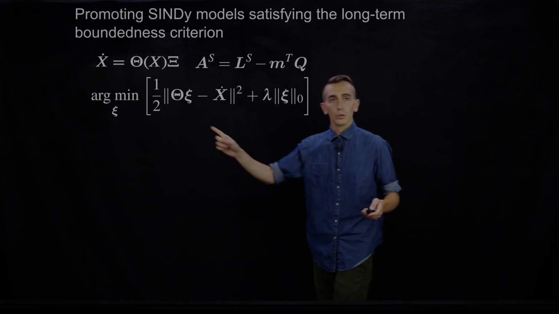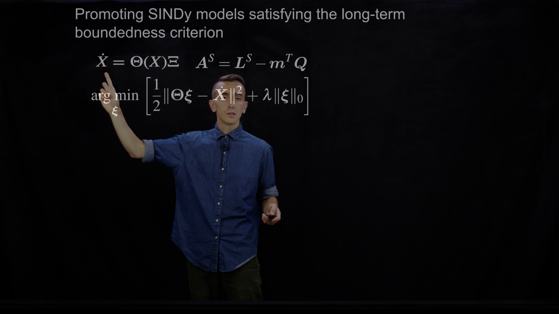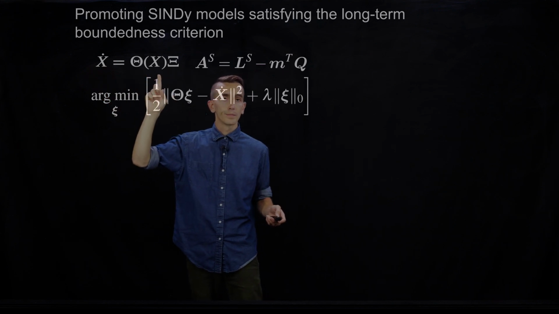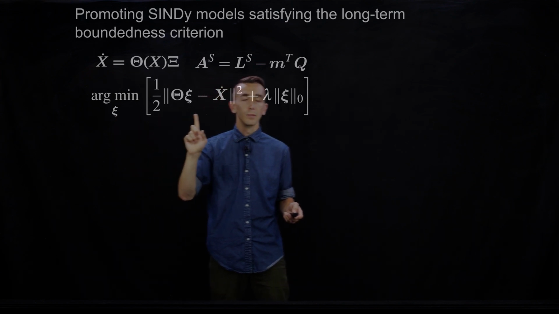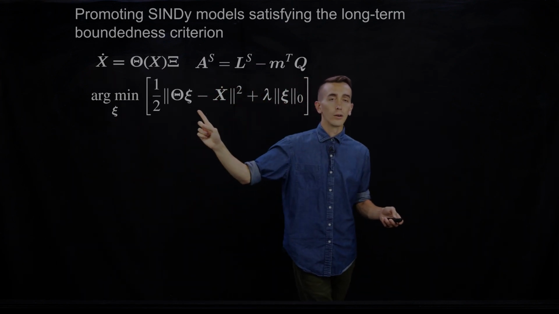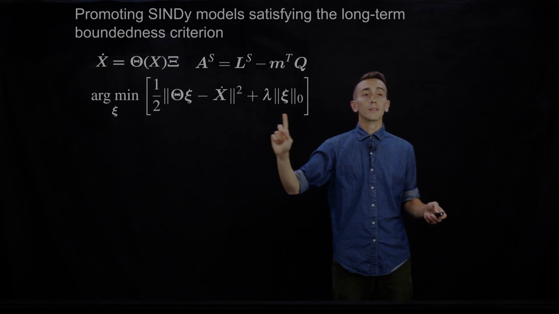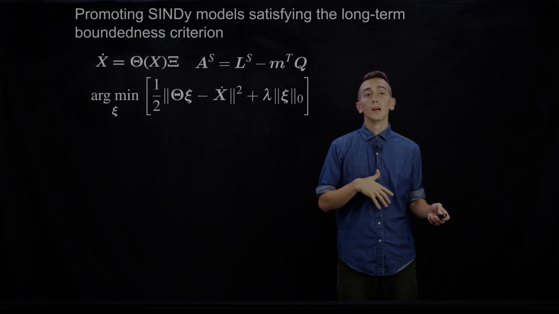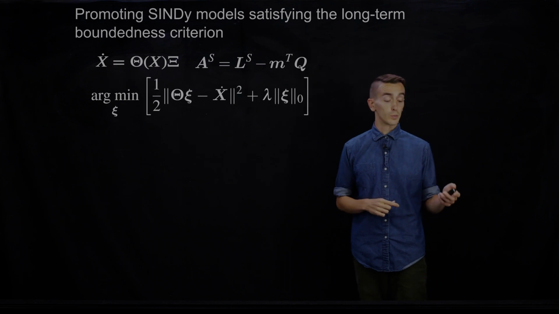Just to recap, what SINDy models do is they take some measurements of x dot, they build some possible right-hand side terms, and then they find the set of coefficients that minimizes the error in the ODE, and at the same time promotes some sparsity, trying to zero out as many of those terms in the coefficients as possible.